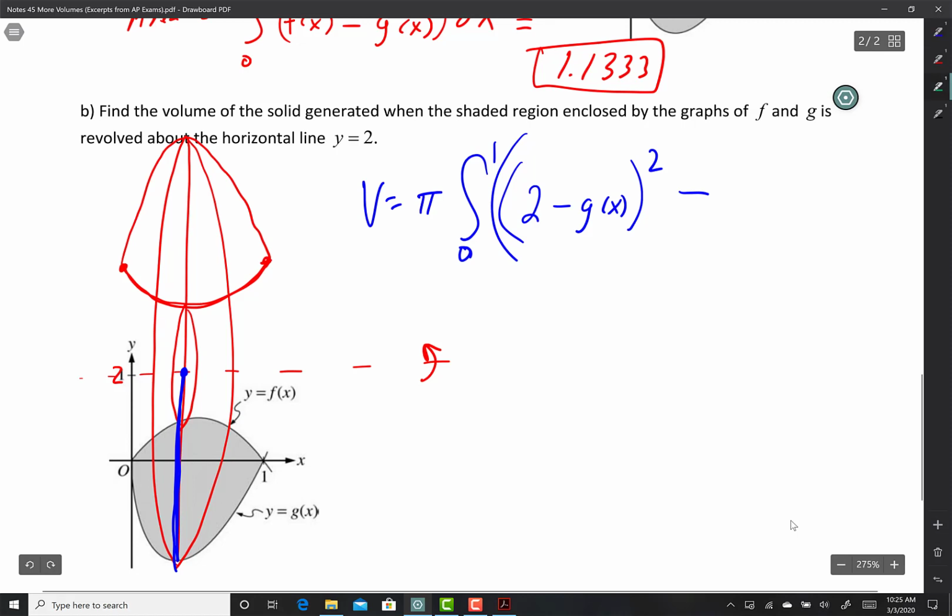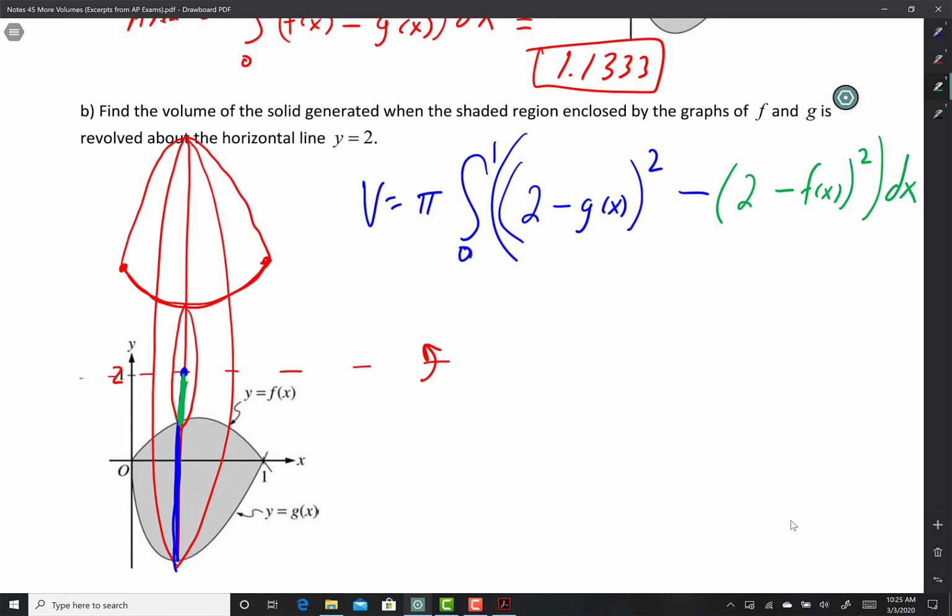Now here comes the little r. The little r is this distance in green. Bless you. 2 minus, what's that other curve? F of x, put a square, dx. Cool or not cool? And then you guys can do the putting that into the calculator, right? 16.179 20316. The more digits, the better. Here you go, Miss Villanueva.